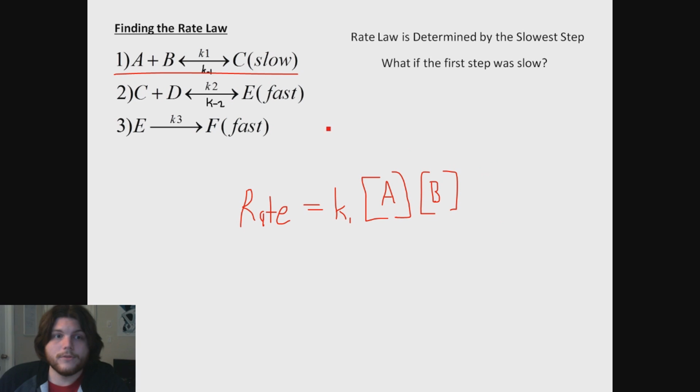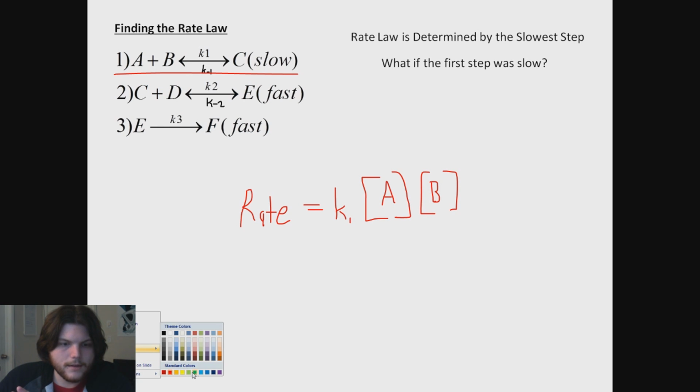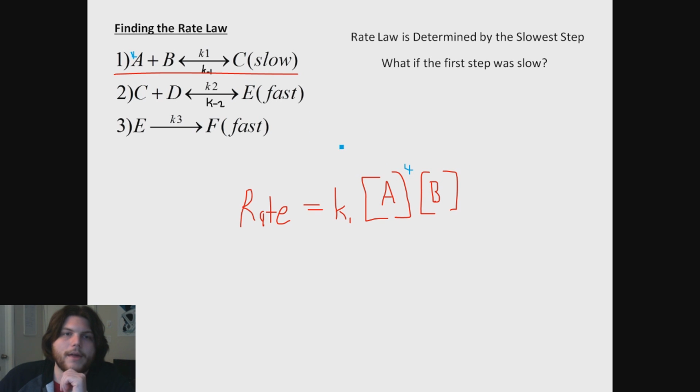Oftentimes when you find a rate law from a mechanism, it'll be super simple if the first step is slow, because there's no need to replace anything. One thing I want to make obvious: let's say there's a 4 in front of that A. It's 4A, then you would need to put that exponent there. If there's a 3 in front of B, you'd have to make sure to put the 3 there, because that affects your rate law directly. So make sure you keep those coefficients as exponents like you've learned about before. So that's the simple case.